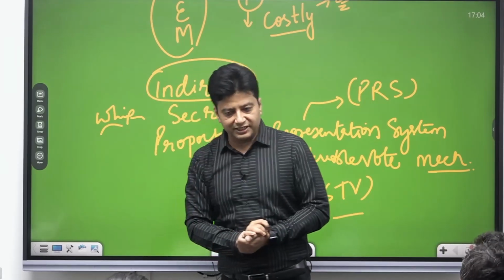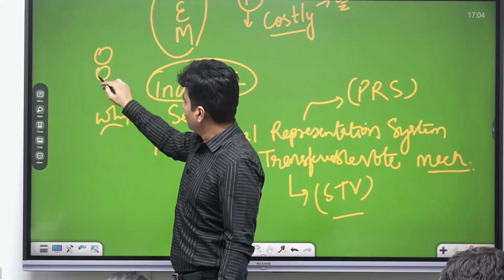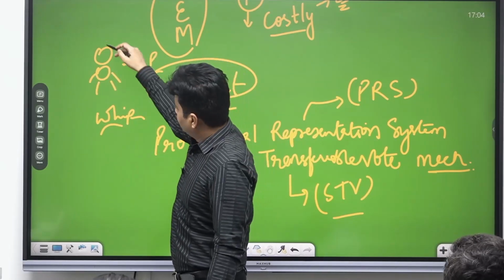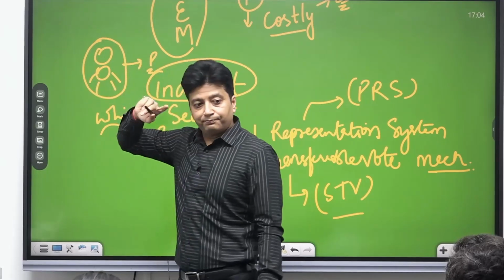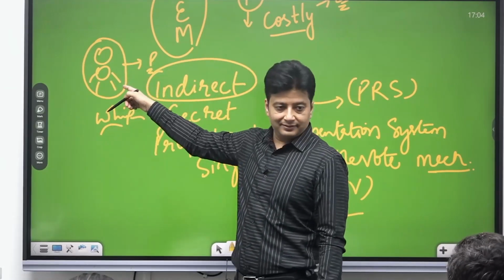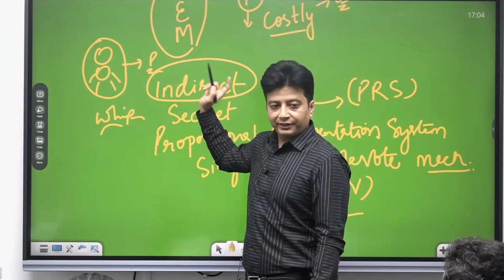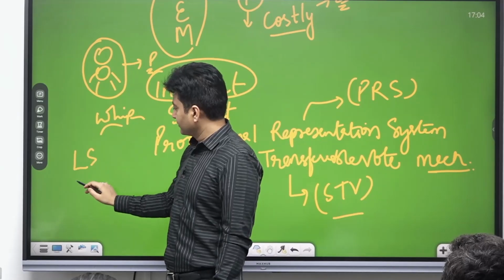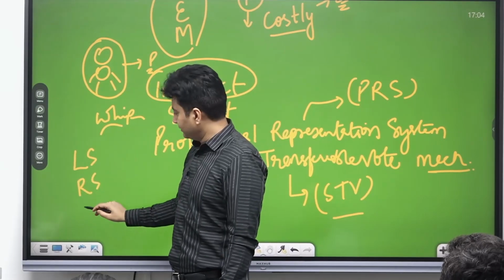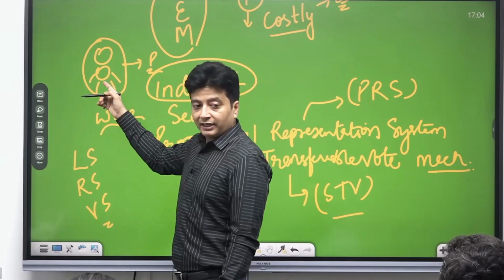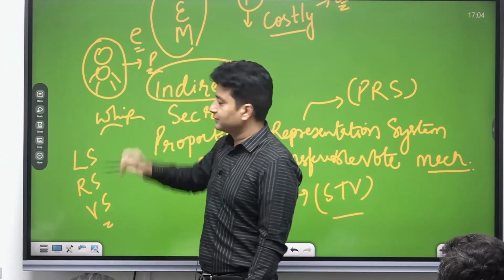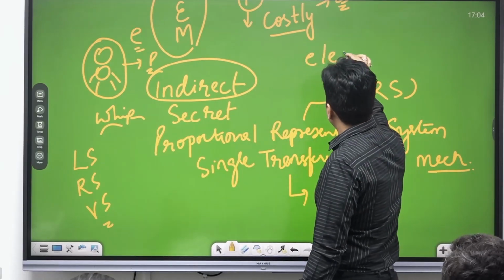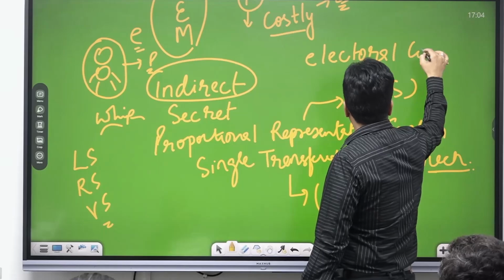So indirect means people will not be giving vote for the president, but the candidates elected by the citizens of India shall be voting for the president. And who are they? Lok Sabha, then Rajya Sabha, then Vidhan Sabha, whom people have voted for, means elected. And for this purpose, we have something called the Electoral College.